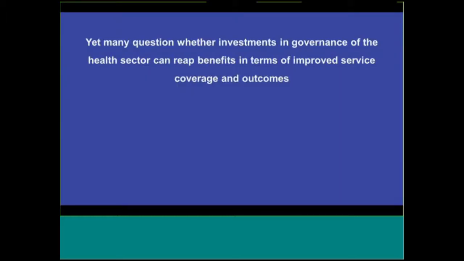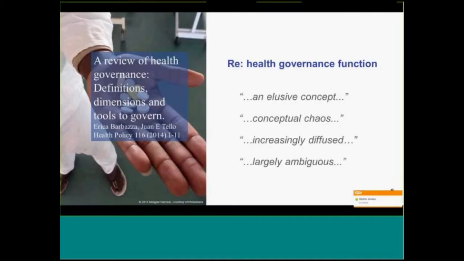Yet many still question whether investments in governance of the health sector can reap the benefit in terms of improved service coverage and outcomes. And we're posing the question today, why is that? There are a number of reasons, and Sara later on will go over this in more detail. But one of the reasons that we are proposing is that there's not a good understanding, and we're not very good at communicating this to the broader public health community.